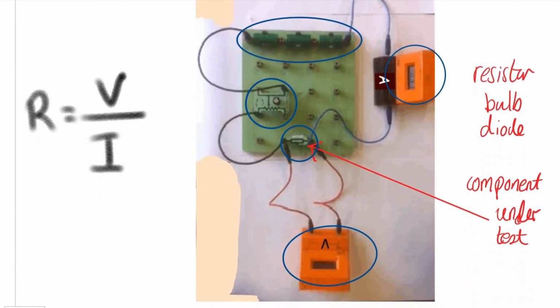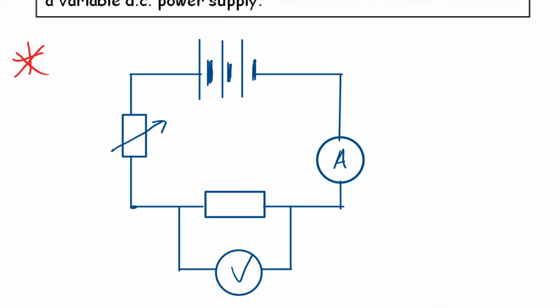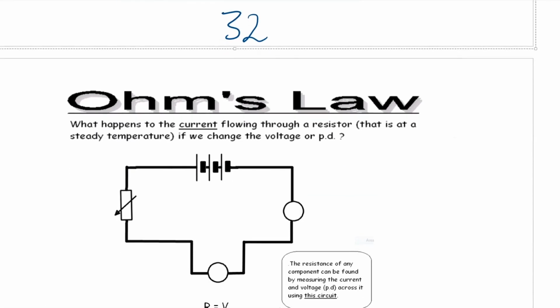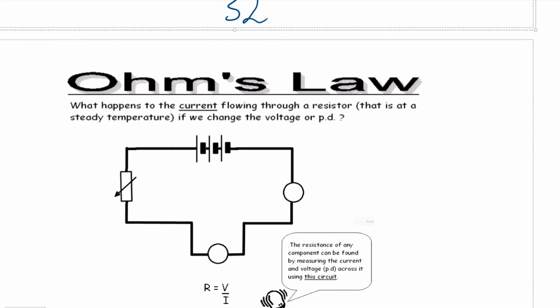Now we're going to look at using this circuit. It's called the Ohm's law circuit, and see what that looks like in a real life experiment. Turning over then to page 33, this is the top of page 33, Ohm's law. It asks, what happens to the current flowing through a resistor if we change the voltage or PD across it?